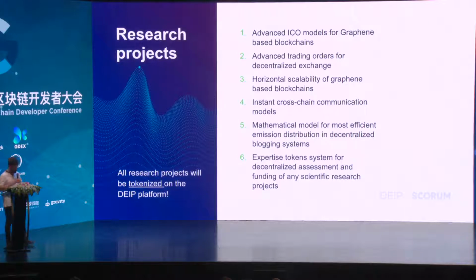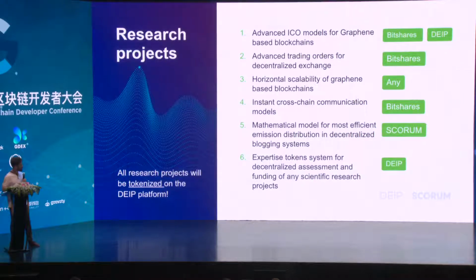As you can see, there are many other researches we are proposing, like horizontal scalability of blockchain, instant cross-chain communications, mathematical models for the most efficient emission distribution in a blogging system, and an expertise token system for decentralized assessment and funding of any scientific project. And these are not fundamental research, these are applied research, which when done can be directly implemented into Graphene-based projects.